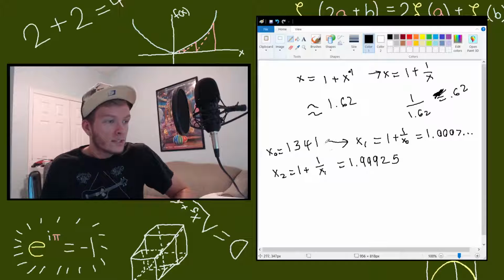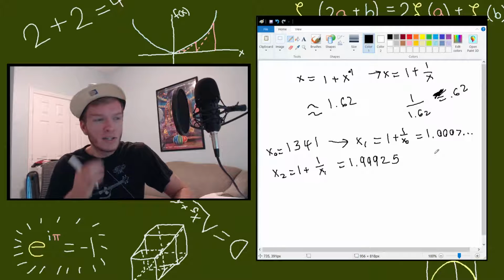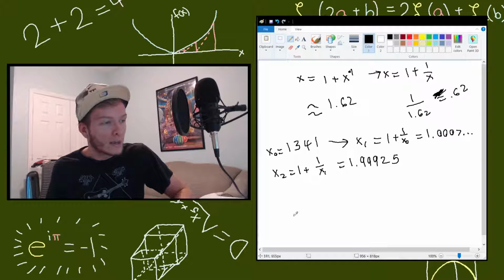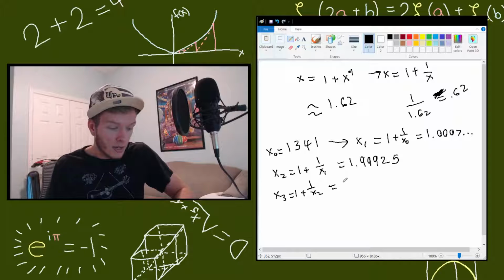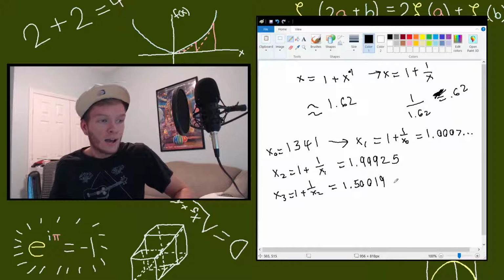So this number that we started with was very far away from the golden ratio, and you can see that we're already pretty close just because of that whole 1 over thing. If we then take this number and plug it in again, we get x3 is equal to 1 plus 1 over x2. So 1 plus negative 1 is 0, that's pretty obvious. So our x2 to the negative 1, then our new number is 1.5001, we'll call it 9, and some change.